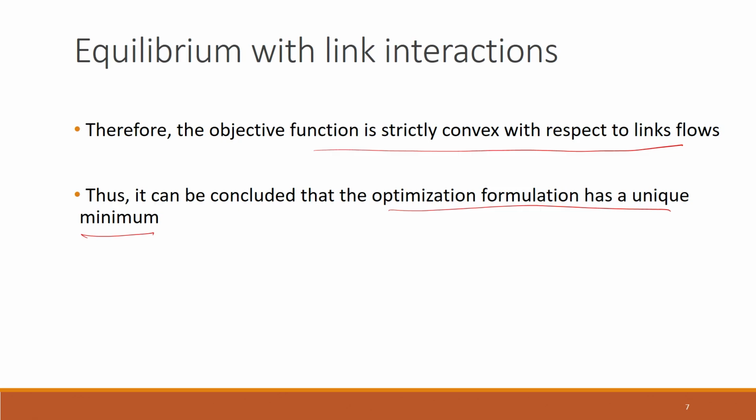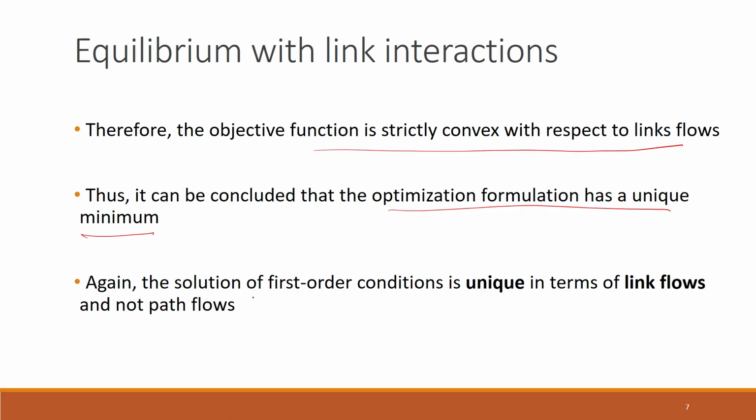Why is that? Because the constraint set of the optimization formulation is convex, and since the objective function is strictly convex everywhere, it is also strictly convex at the stationary solution, and it is convex everywhere. Therefore, we have a unique minimum for this optimization formulation. Now, again to remember is that the solution of the first order conditions is unique with respect to the link flows and not the path flows. So, this uniqueness that we are arguing for this problem is with respect to the link flows and not with respect to the path flows.